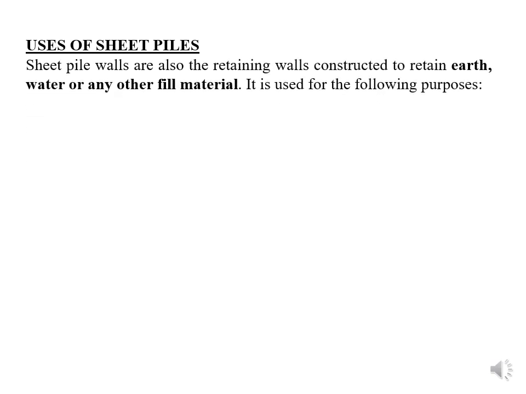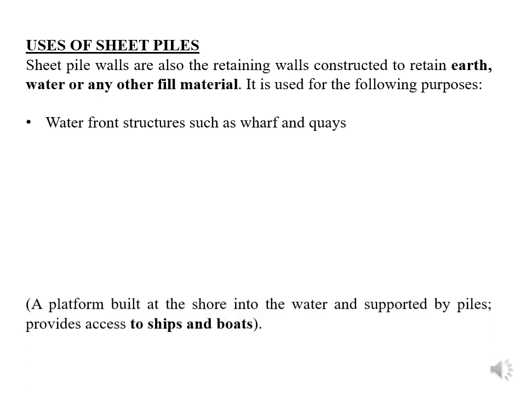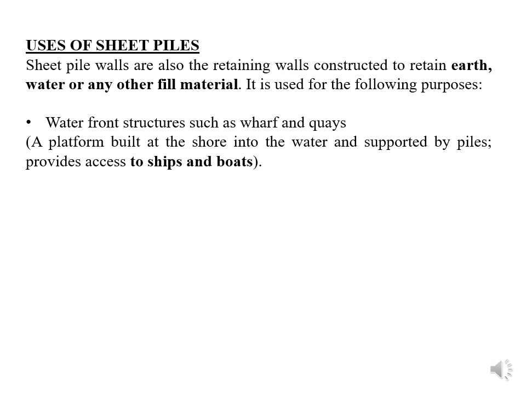The next topic, usage of sheet pile. This is also given in your syllabus. So what are the uses? Sheet pile walls are also retaining walls constructed to retain the earth, water and any other fill materials like a rigid wall, and it is used for various purposes. Waterfront structures such as wharf and quays. What is a wharf? A wharf is a platform built at the shore into the water and supported by piles, providing access to the ships and boats. That is called waterfront structures, wharfs and quays.